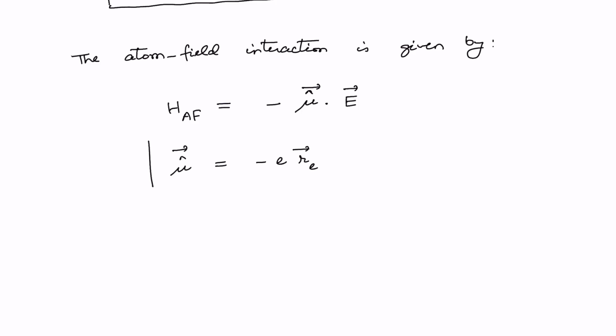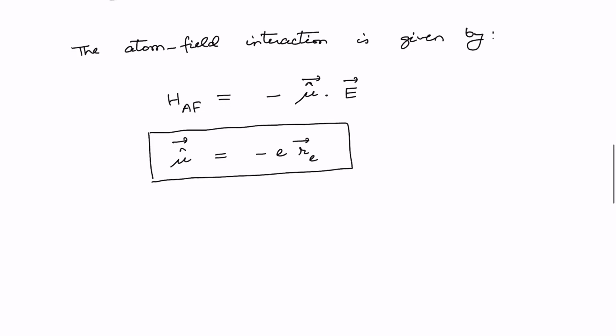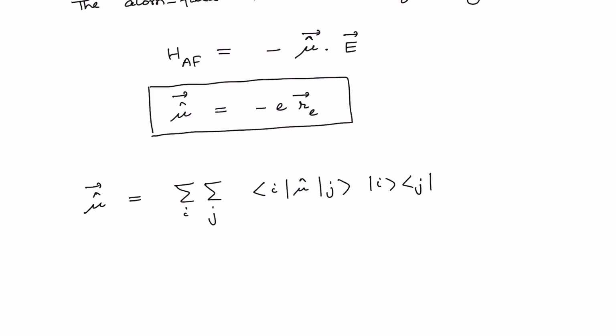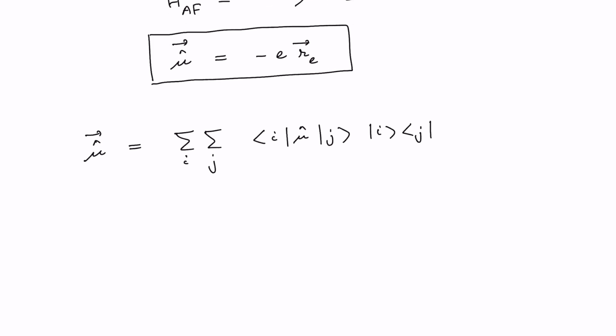Then this is the dipole moment operator. Here R_e is the position operator associated with the electron, and in the basis states |g⟩ and |e⟩, we can express this dipole moment operator like this. As you have seen from the previous class, any operator I can write in this particular form: Σ |i⟩ μ_ij ⟨j|, and here i and j can take g or e.